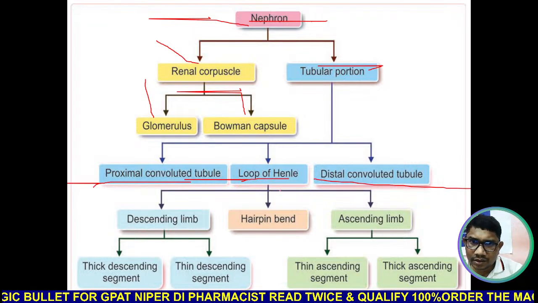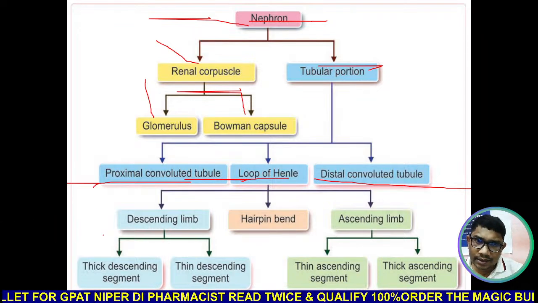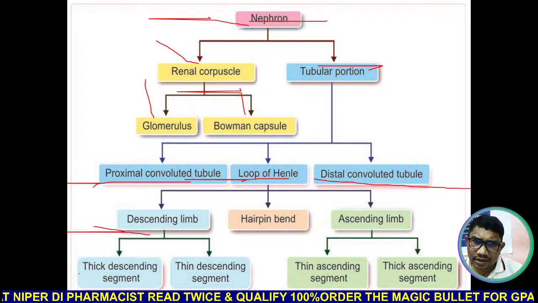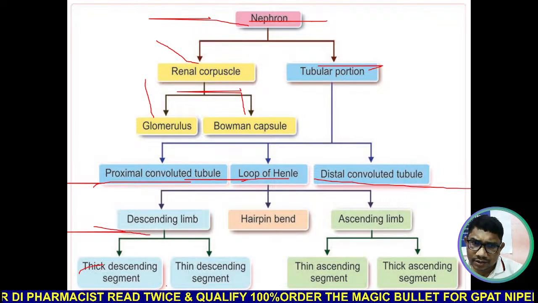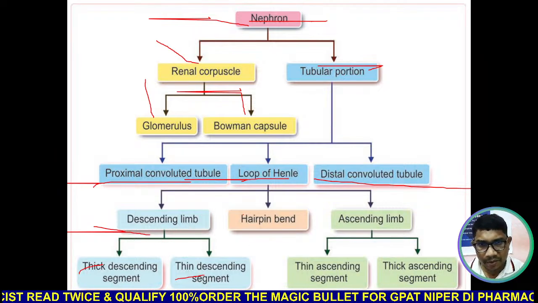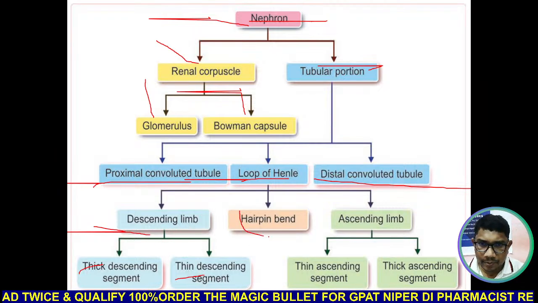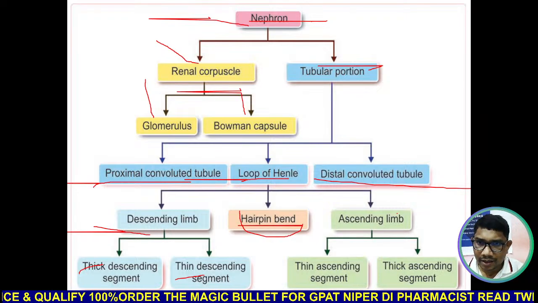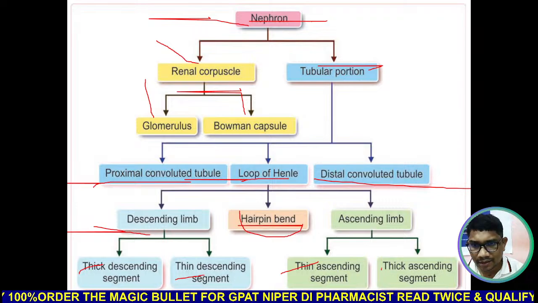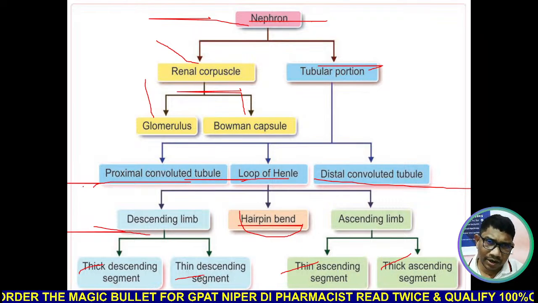In the loop of Henle, again, descending limb. The descending limb has two parts, thick descending limb and thin descending segment or limb. In the middle is the hairpin bend. After that the ascending limb, again thin and thick ascending limb. It is a part of nephron.